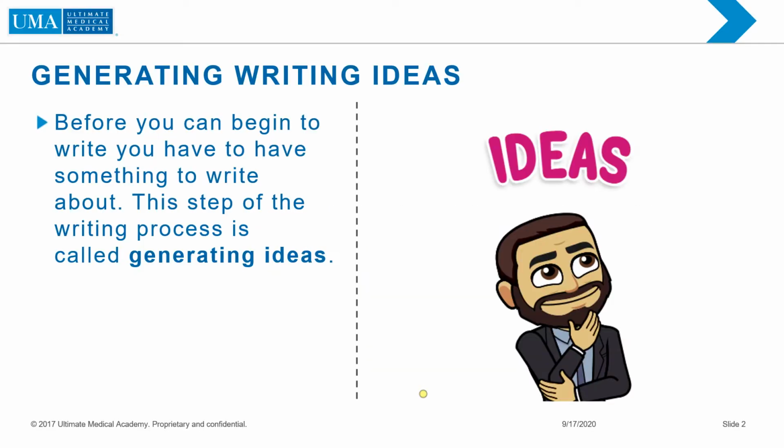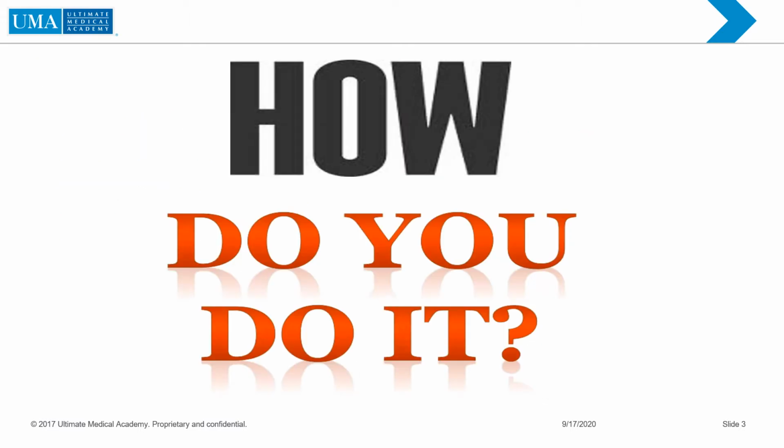Okay, so this next part is generating writing ideas. Before you can begin to write, you have to have something to write about. This step of the writing process is called generating ideas. How do you do it? How do we generate writing ideas?